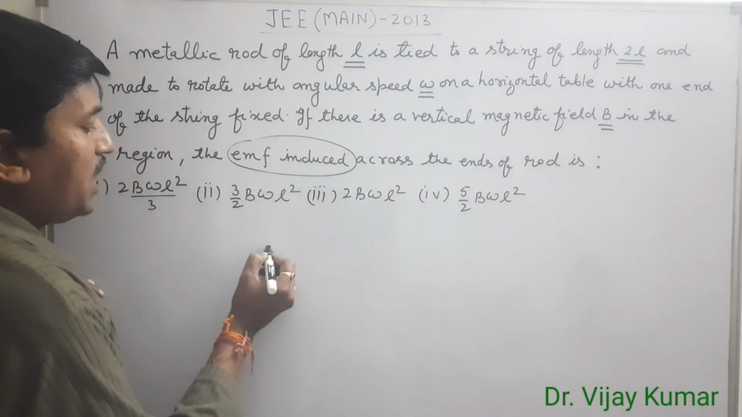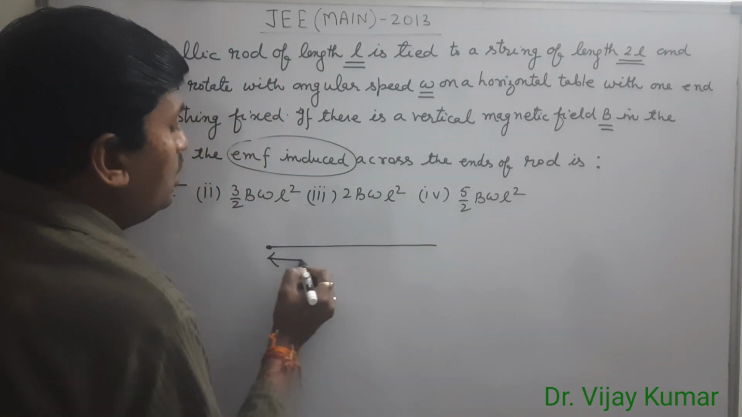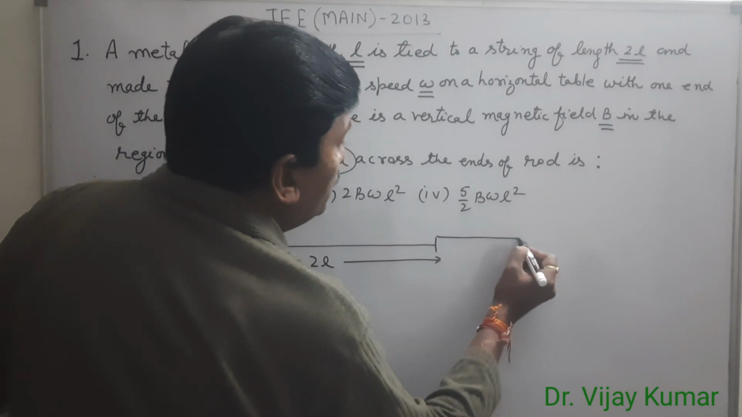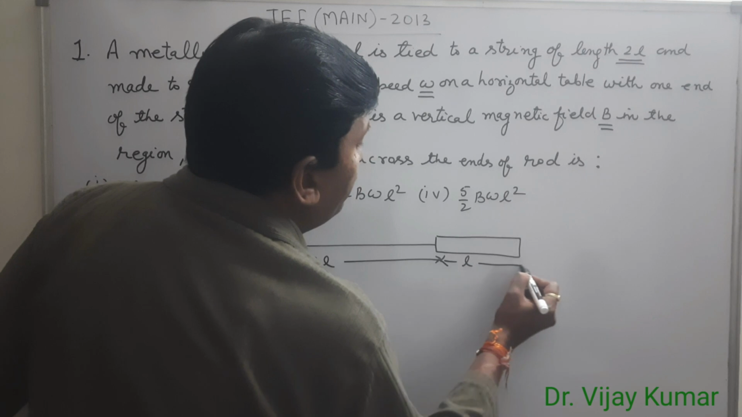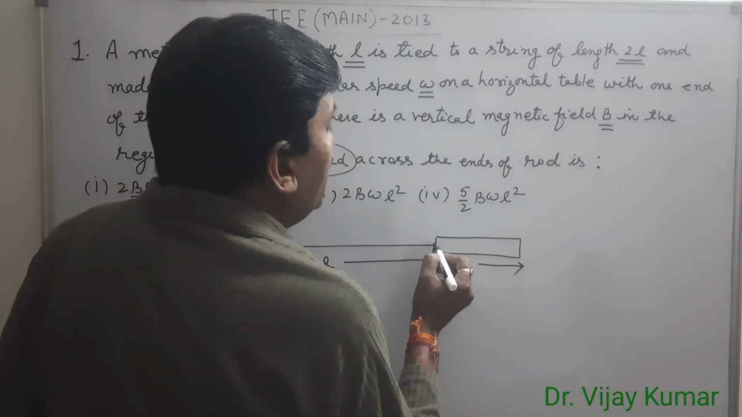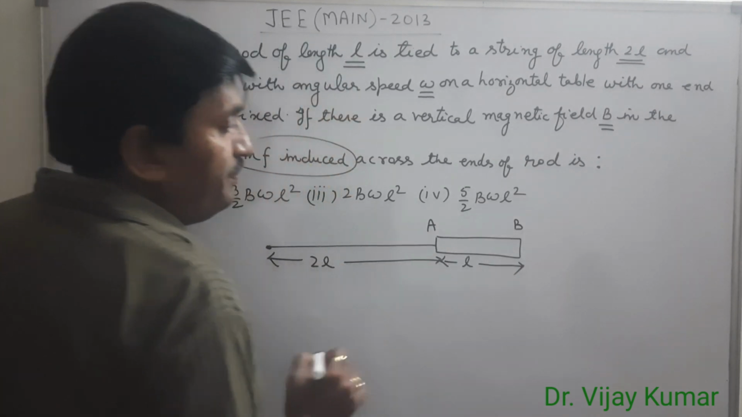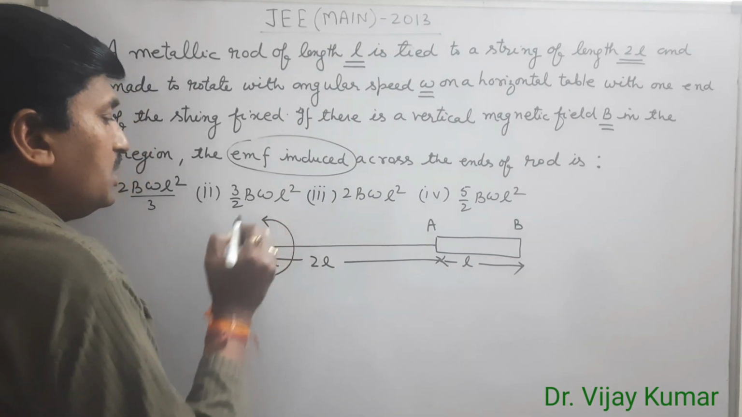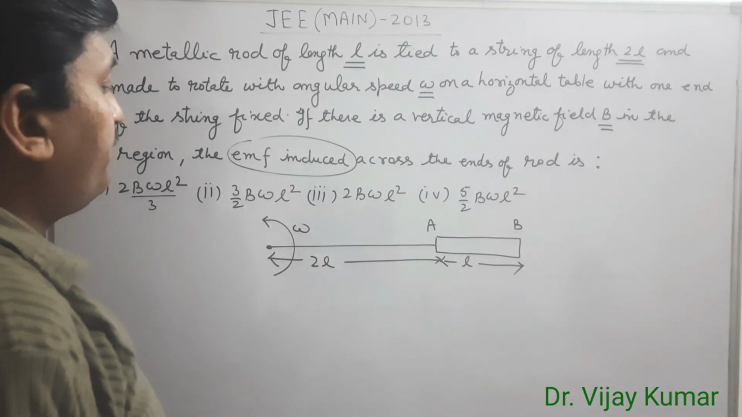Suppose this is the fixed end and this is the string of length L/2. This is the rod of length L, and we have to determine the induced EMF in AB, with rotation at angular speed omega.